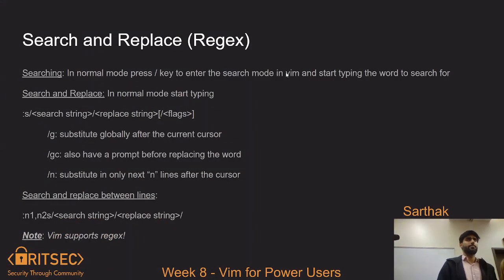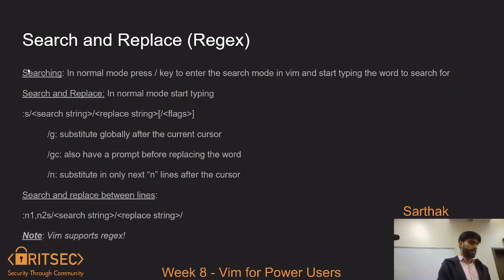Then there is search and replace. You can do searching and replacing in Vim, and if you have used the sed command in Linux, it's very similar to that syntax. You start in normal mode with a colon. Any explicit commands you want to give to Vim, you first press the colon key, and then you start with the S key, which means you're going to be doing some kind of string manipulation, and then you use the same sed kind of syntax in Vim.